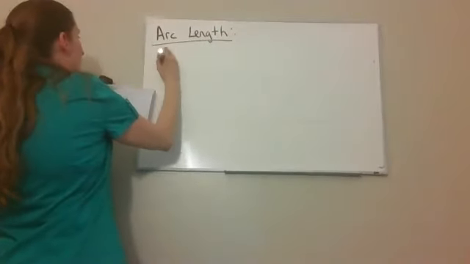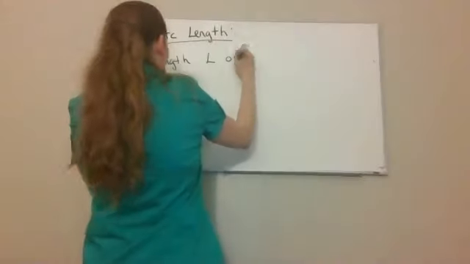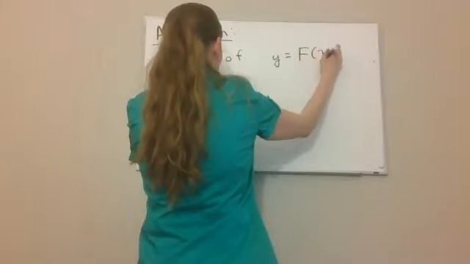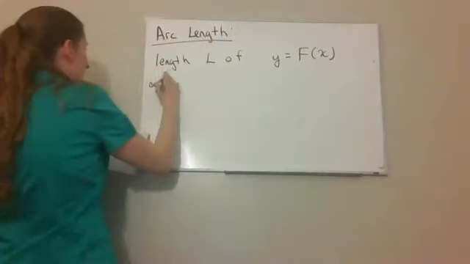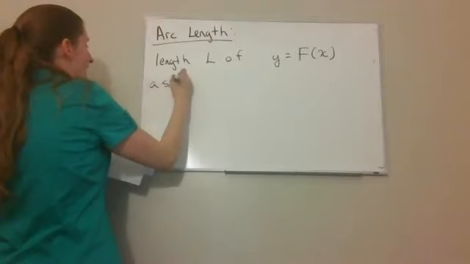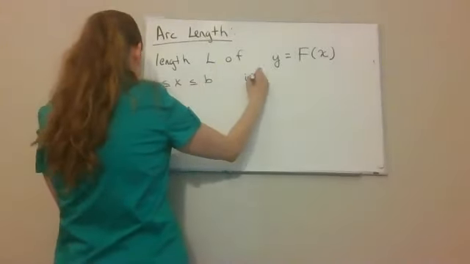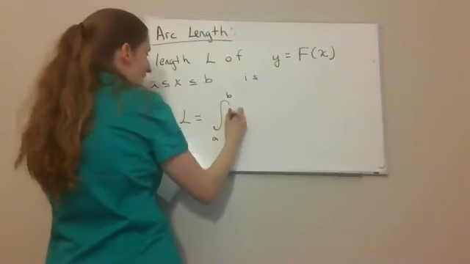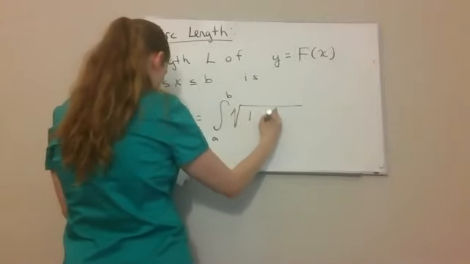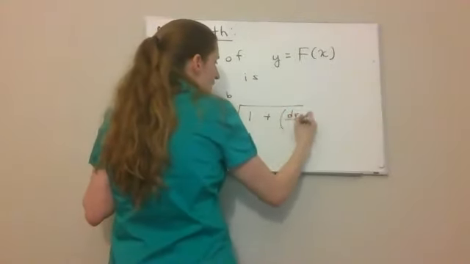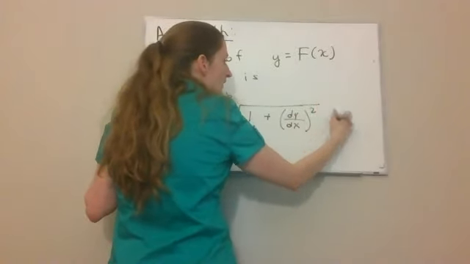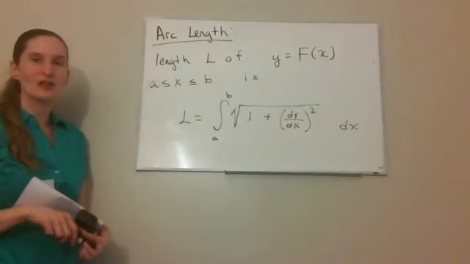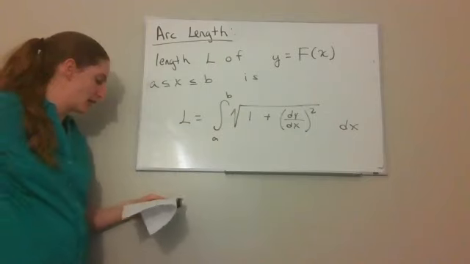So remember, the length L of a curve given by y equals some function of x, where x is between a and b, is given by L equals the definite integral from a to b of the square root of 1 plus my derivative dy/dx squared, with respect to x. Hopefully that looks familiar. That's something we did earlier this semester, finding arc length of a curve.